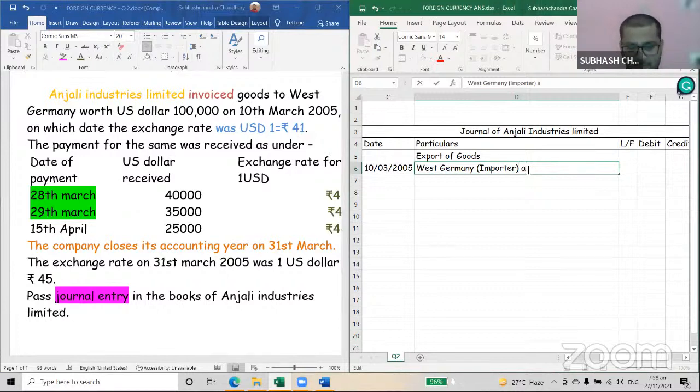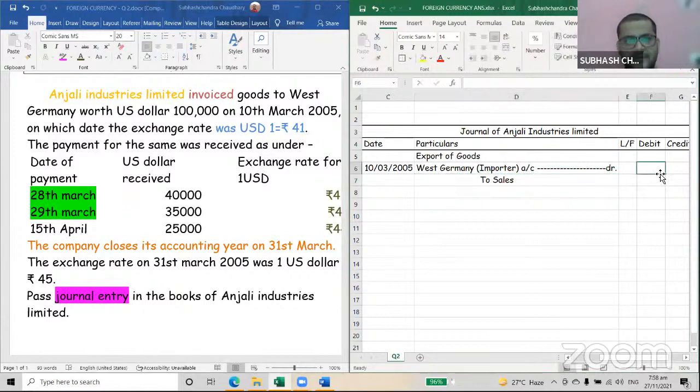So debtor account debit to sales. And what will be the value? 1 lakh into 41. So 41 lakh.